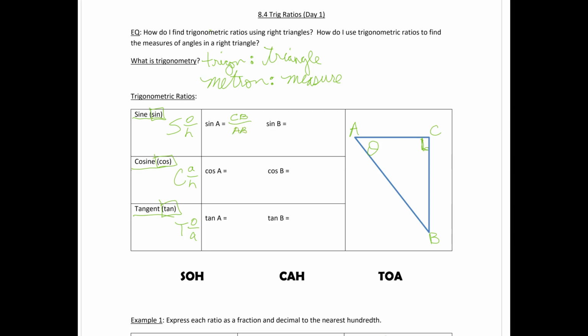And I'm going to go ahead and work cosine of A. So cosine of A would be the adjacent. A stands for adjacent, so the adjacent side would be AC over the hypotenuse, which would be AB. And then the tangent of the angle theta that we're looking at for angle A would be the opposite side, so that would be CB, over the adjacent side, so that would be AC.